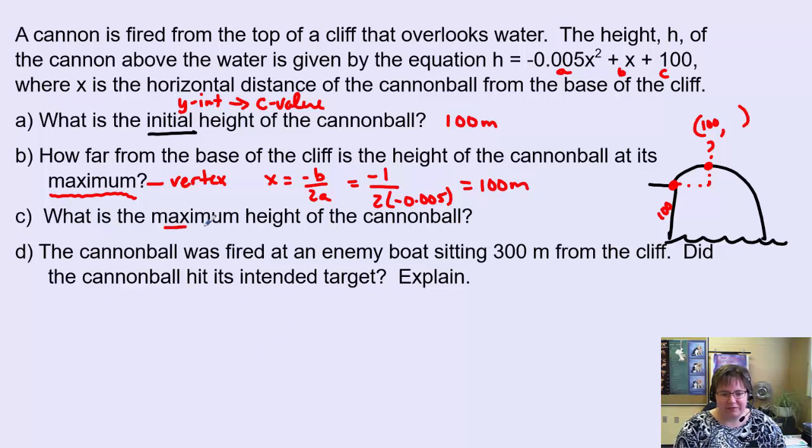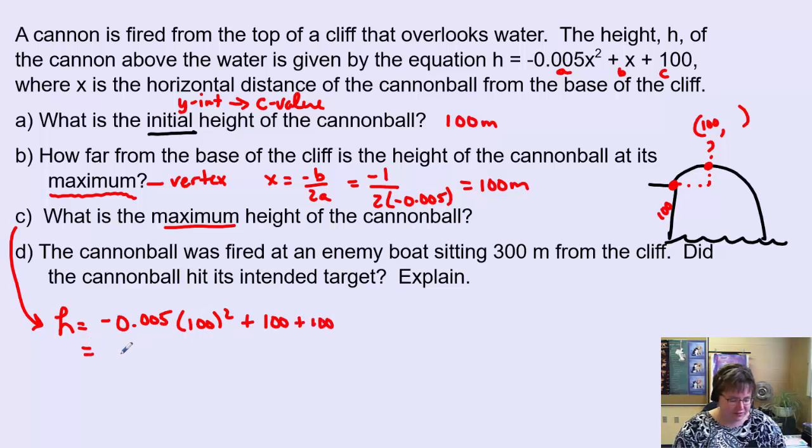What is the maximum height? Well, that's when you have to go back to your equation and plug it in. So for part C, I'm going to go h is negative 0.005 times x, which is 100, squared, plus x, which is 100, plus 100 more.